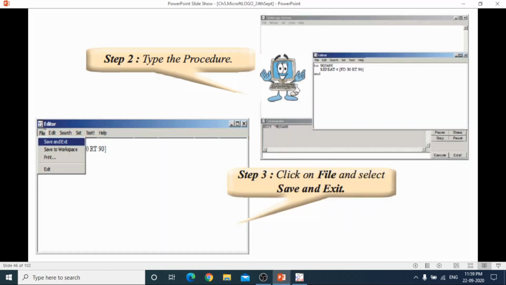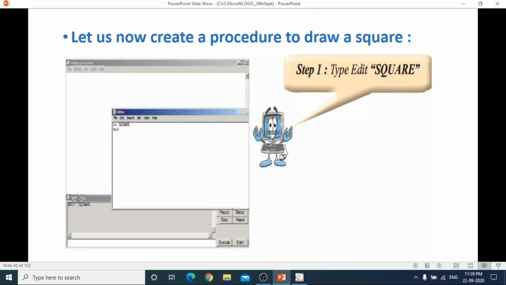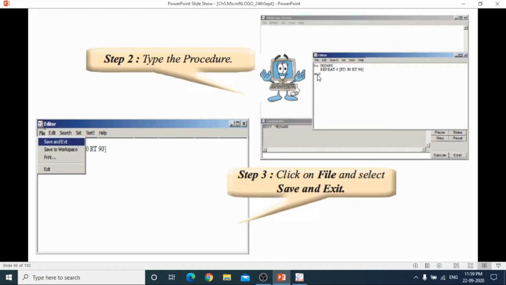Just see one more time how to do this. First open the editor by clicking on EDALL, and this is the editor. There you write the name of the procedure, then write the commands that you want in that procedure, and save and exit. Whenever you write the name of that procedure, it is called, and it will draw the particular figure for which you have written the commands.